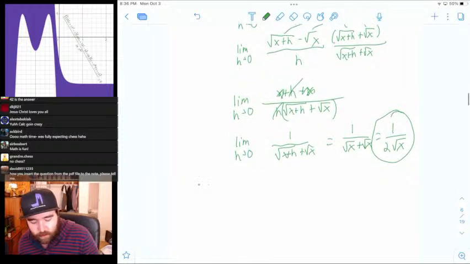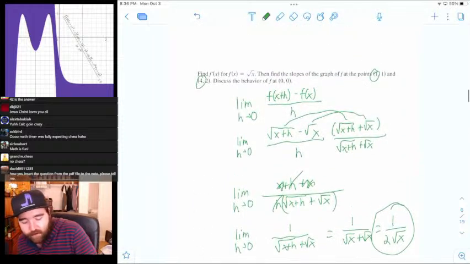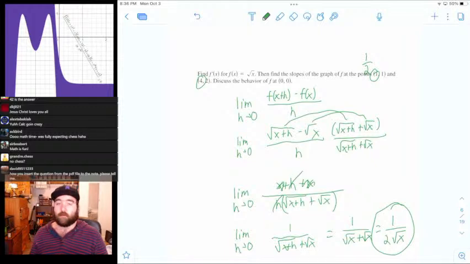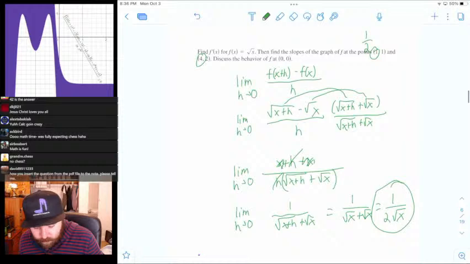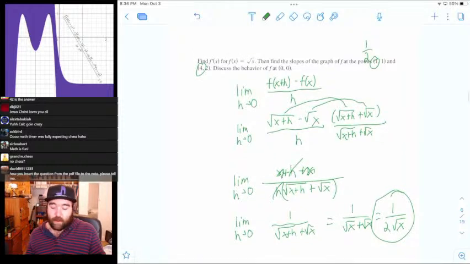So you plug in x equals 1, what do you get? Well, you just get 1/2. So that's the slope at the point 1, 1. What if you plug in 4, 2? Well, if you plug in 4, because it's just the x value, is all that matters.